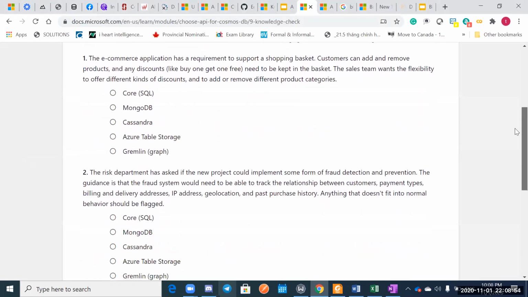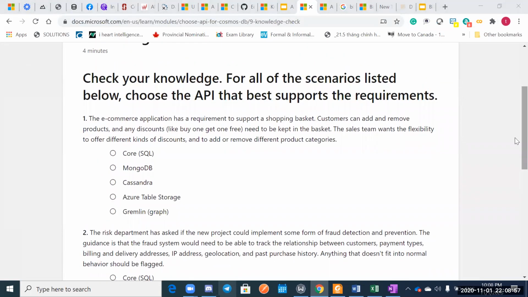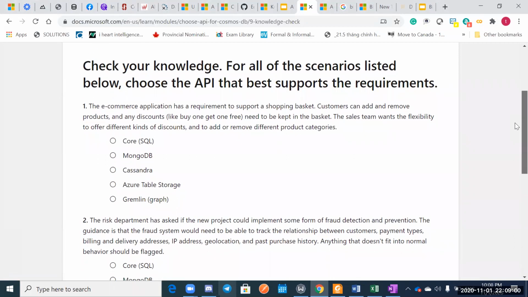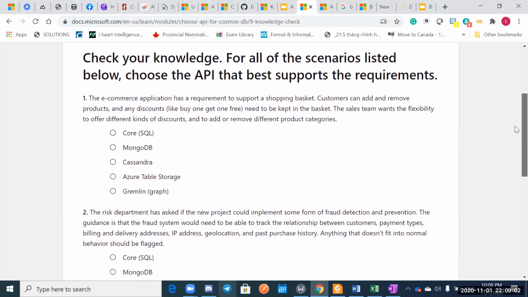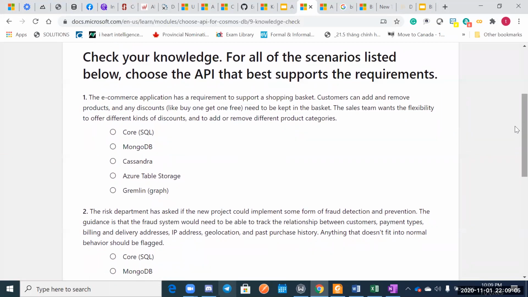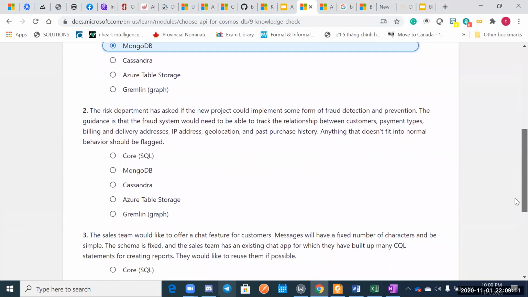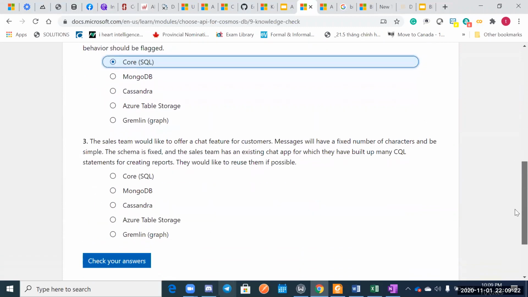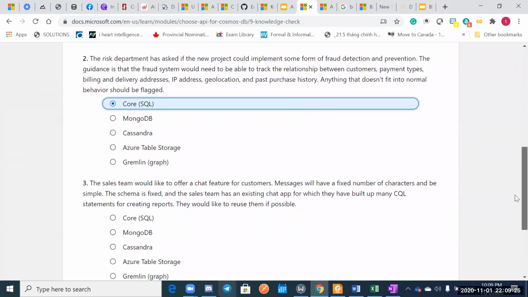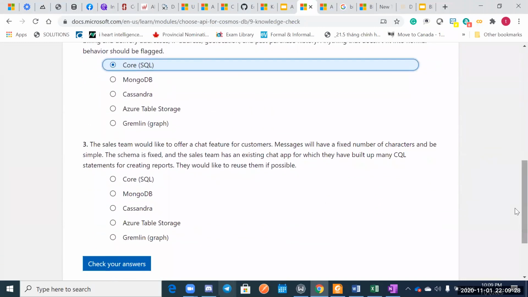So what is the answer for question 1? You can give me in chat. Maybe MongoDB. Okay, let's try MongoDB. And question 2. Okay, for question 2, Harris tells me it's Core. Okay, question 3. I haven't read this or done this yet, so I'll have to see the answer to check if it's correct. What do you think of question 3?